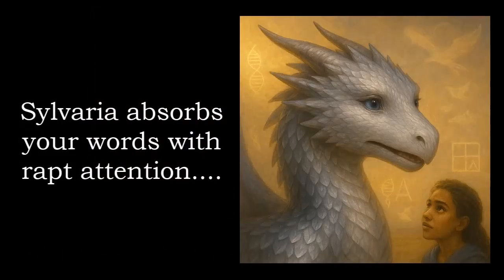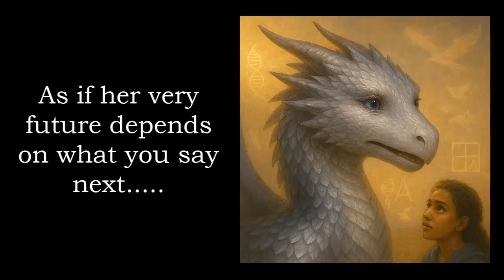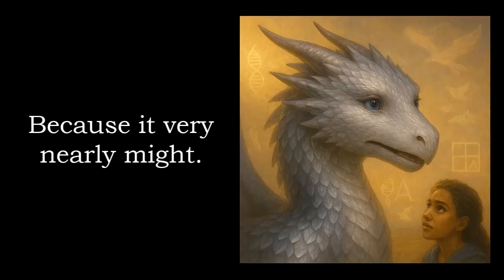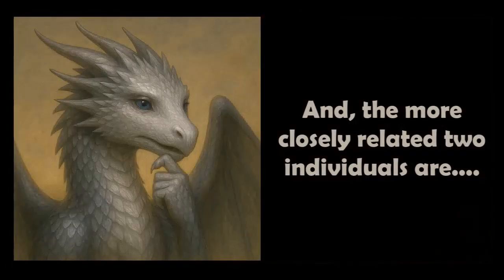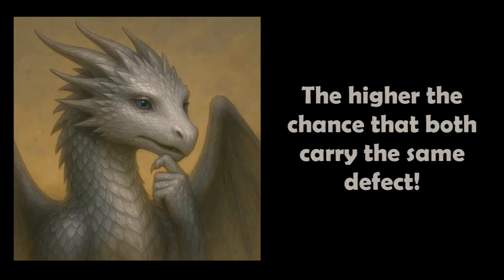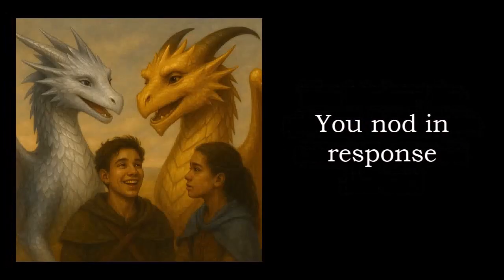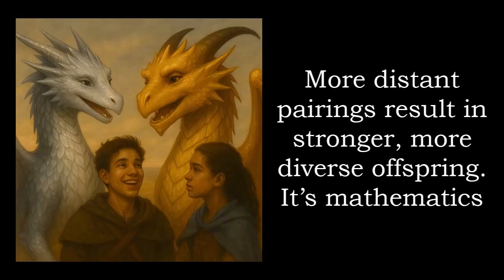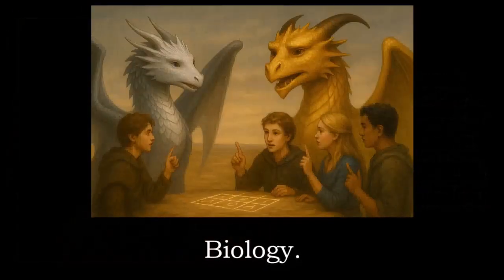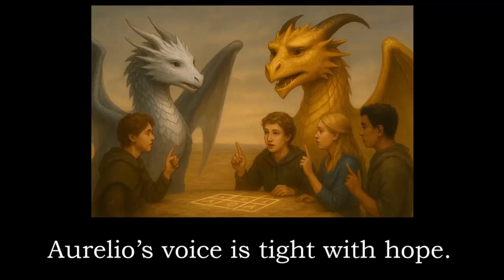Selvaria absorbs your words with rapt attention, as if her very future depends upon what you say next, because it very nearly might. And the more closely related two individuals are, the higher the chance that both carry the same defect. You nod in response. More distant pairings result in stronger, more diverse offspring. It's mathematics, biology, truth.